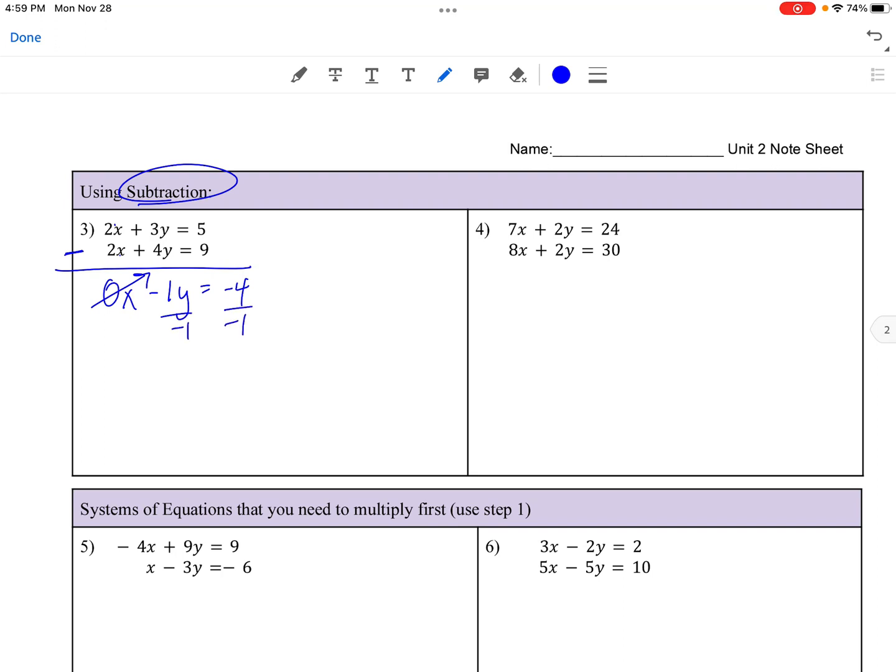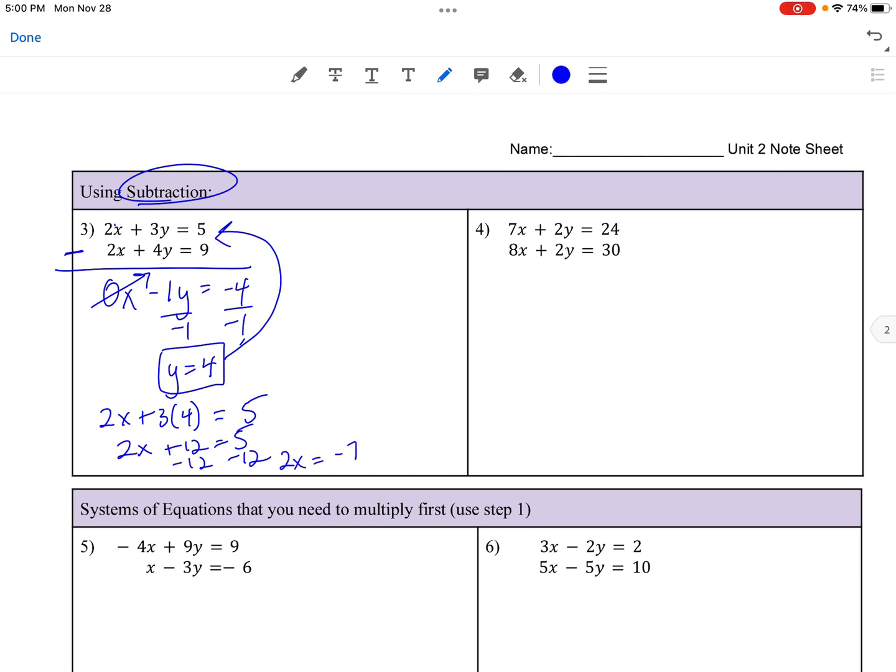We're going to divide both sides by negative 1. We get y equals 4. Plug that into one of the equations. I'm going to just go ahead and plug it into the first equation. So 2x plus 3 times 4, substituting in 4 for y, equals 5. 2x plus 12 equals 5. And we get, subtracting 12 from each side, 2x equals negative 7. Divide both sides by 2.